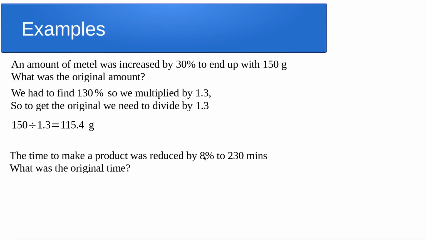Well, we reduced by 8%, which meant that we found 92% of the original amount. So that meant we multiplied by 0.92. We need to do the opposite to get back. So we need to divide by 0.92. And that gives us the answer of 250 minutes.